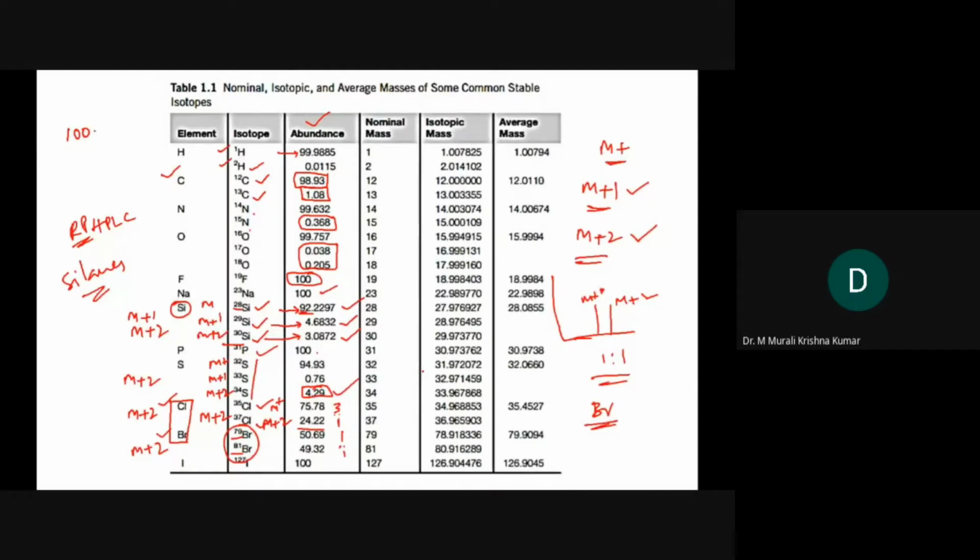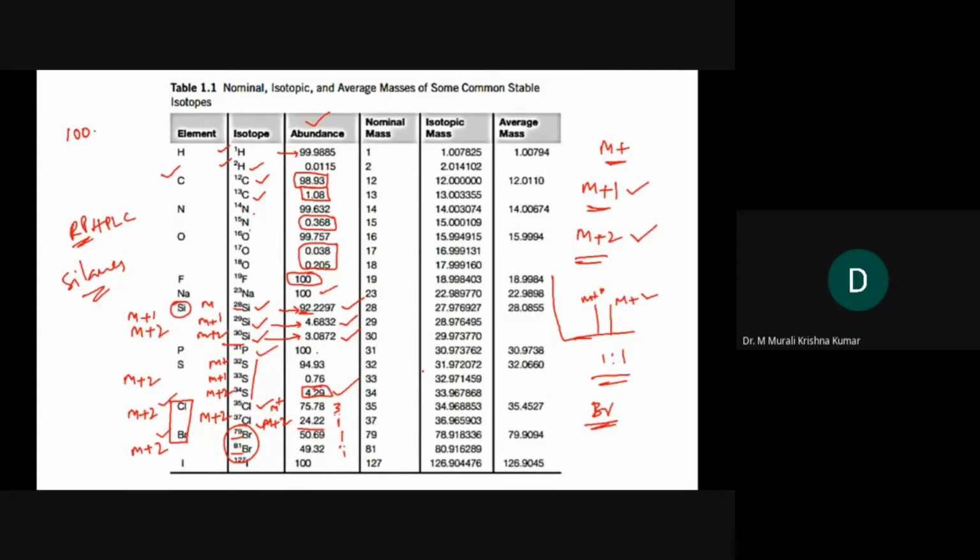I hope you understood the concept here. We need to have a clear-cut understanding of isotopic abundances. Isotopic abundance not only indicates the qualitative and quantitative presence of certain elements in your compound.